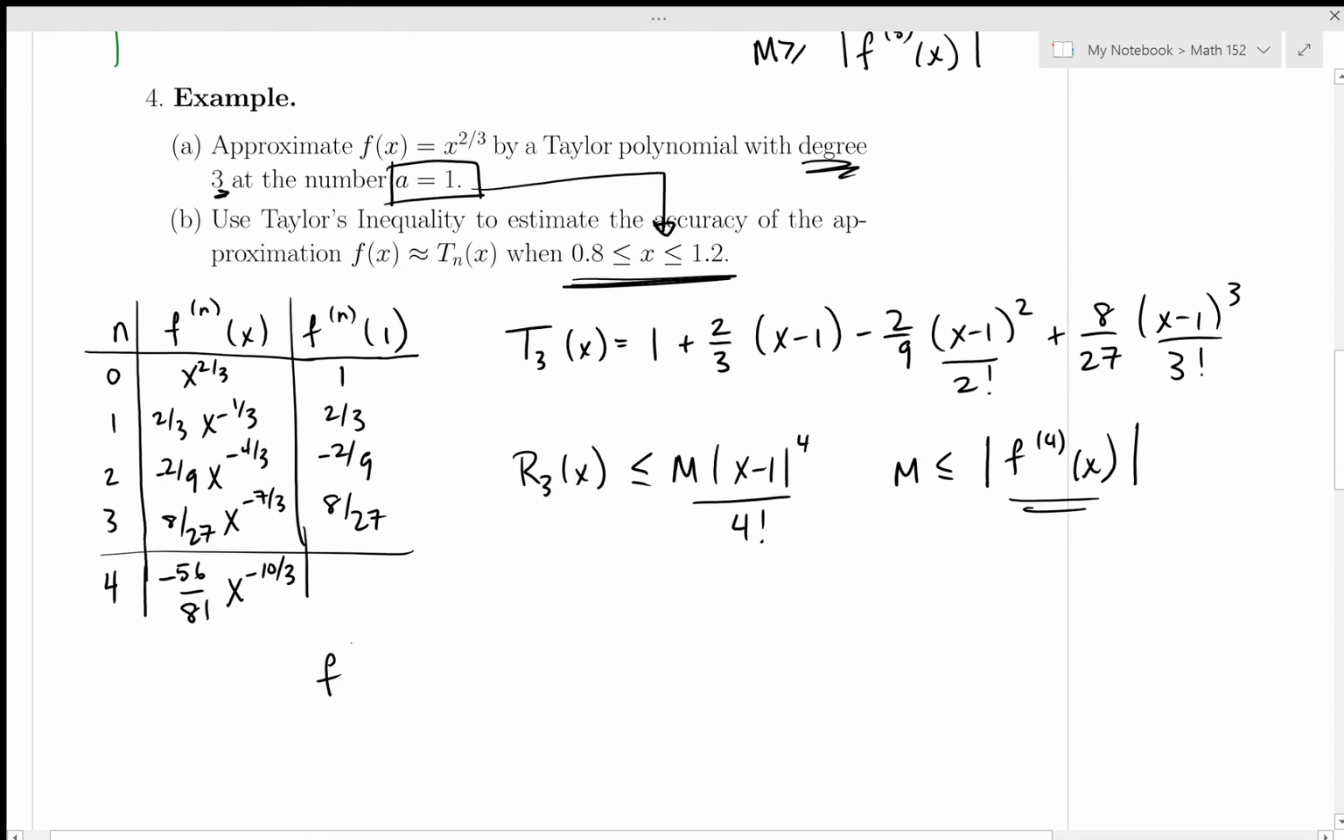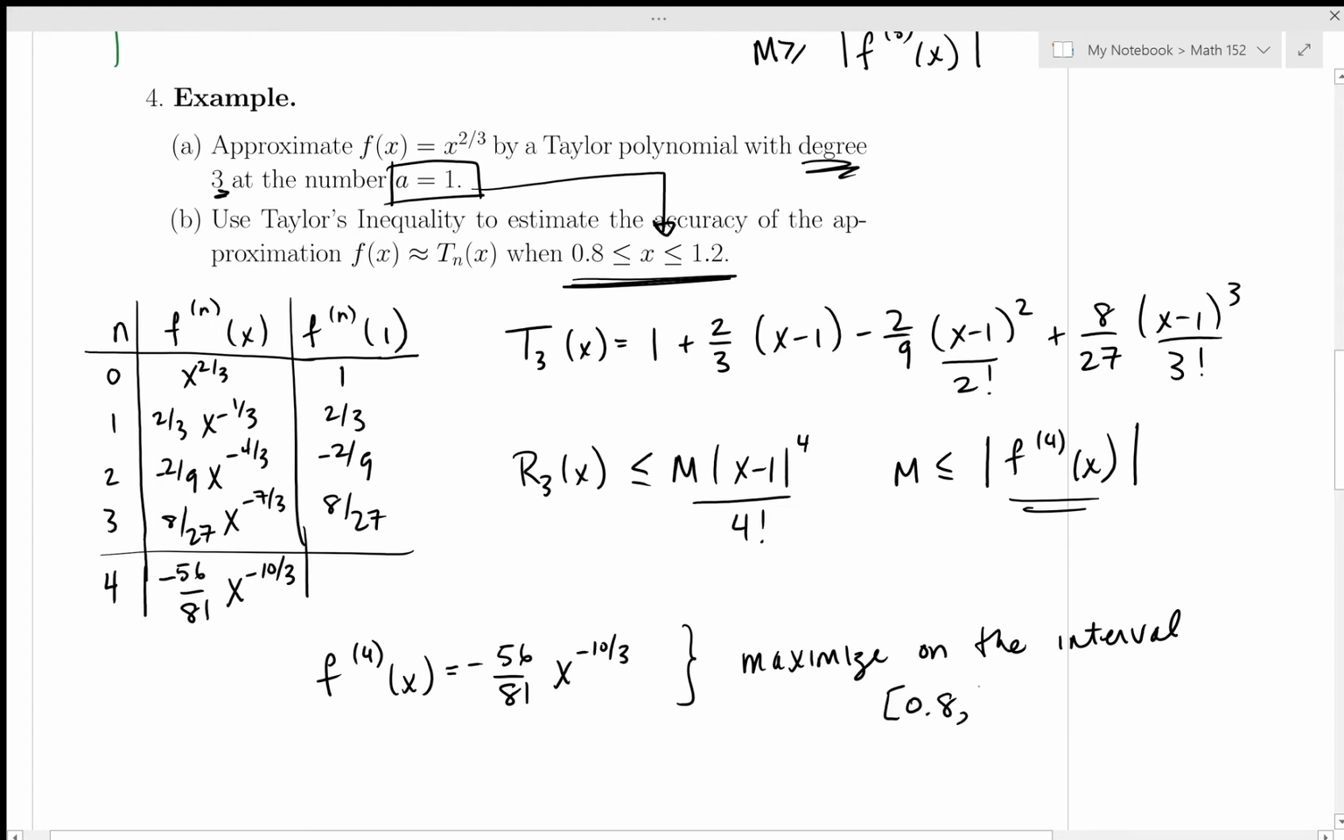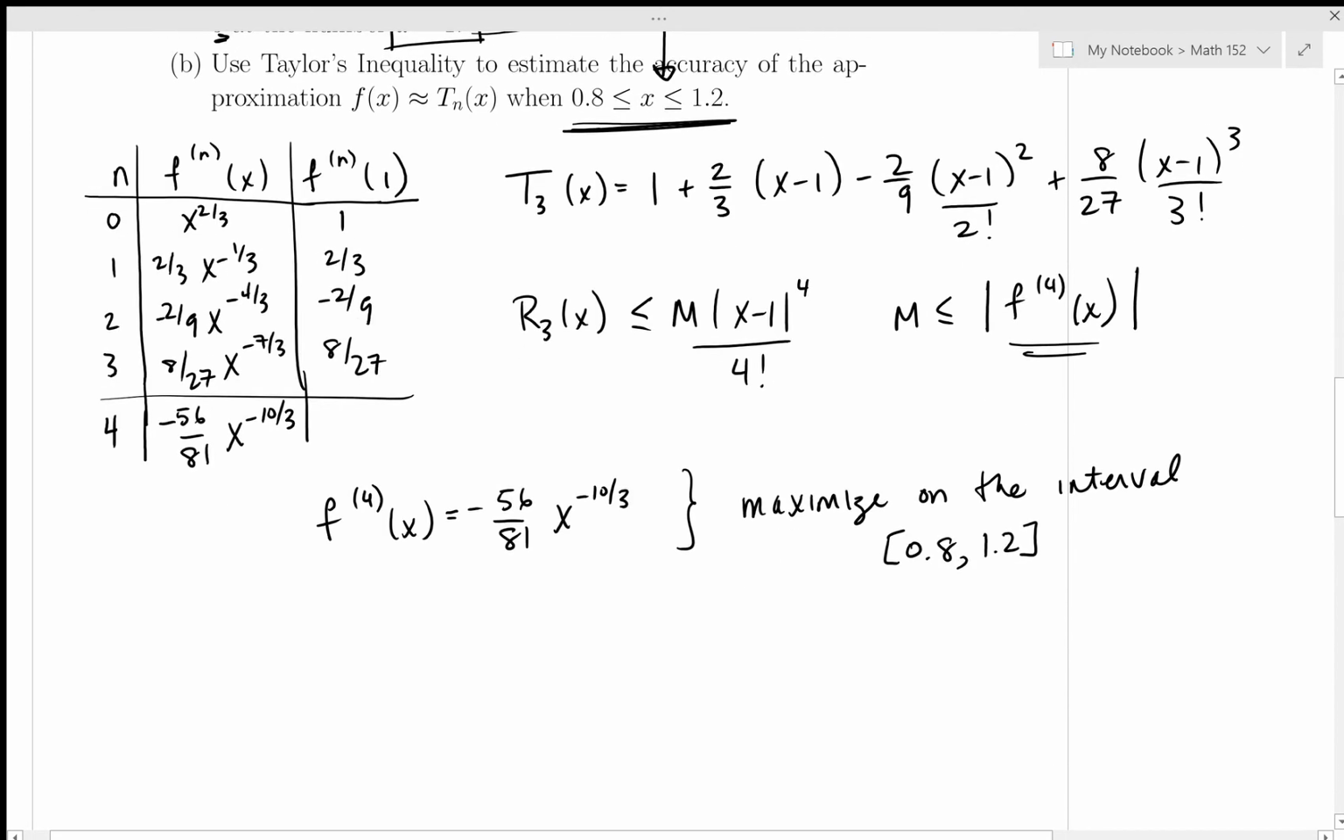The fourth derivative is minus 56 over 81 x to the minus 10/3. And I want to maximize this on the interval where I want to use this T3 approximation to my function. And that interval is this guy here from 0.8 to 1.2. How do I do it? Well, I've got a function. Here's my function. I want to maximize it on a closed interval. So we use the closed interval method from Calculus 1.